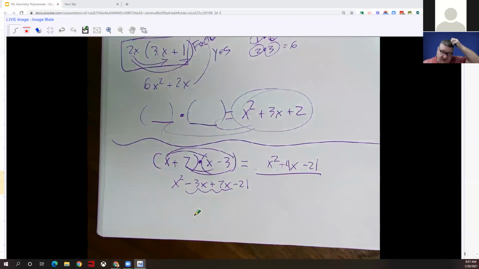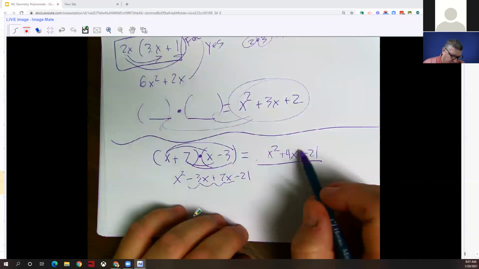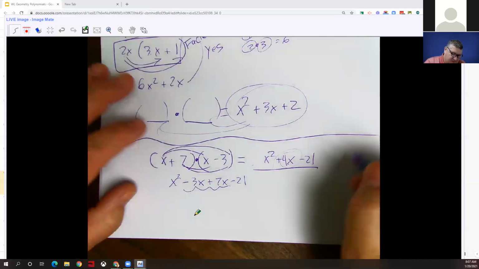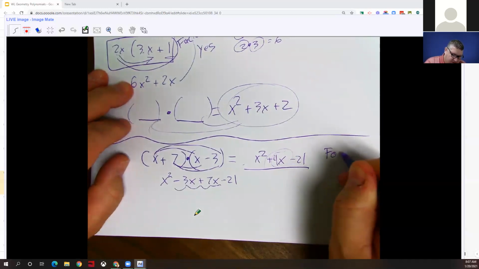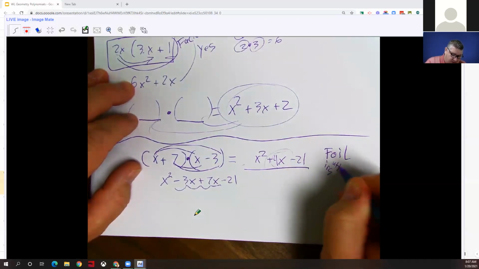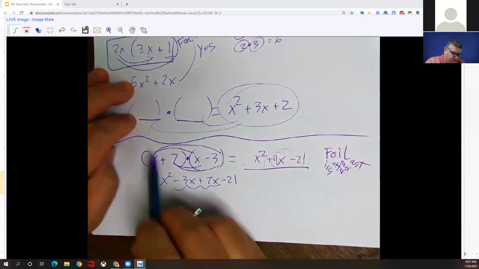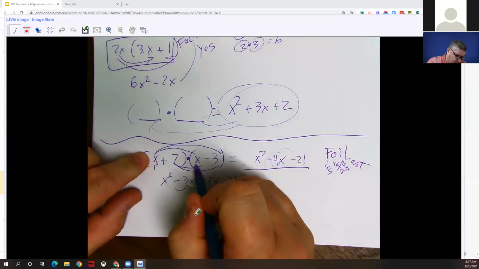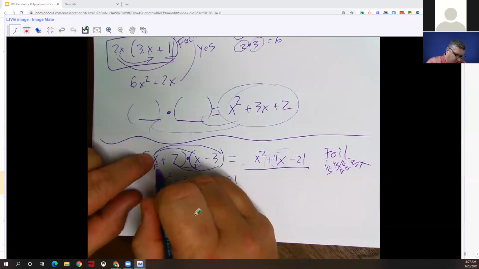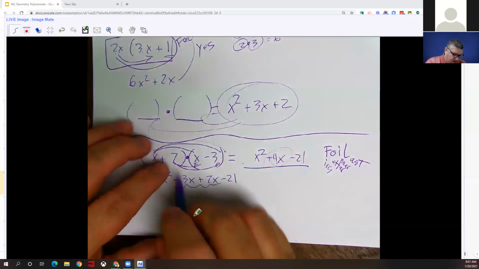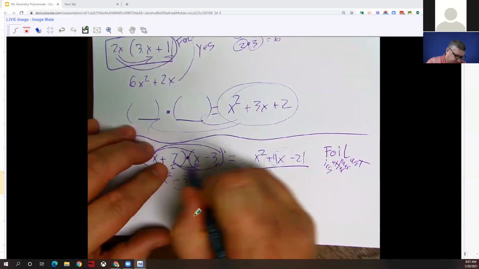So good job, Aaron. The only thing we would need to do is make sure we simplify that middle. Okay, so here's the deal, guys. What we have to do is FOIL. First, outer, inner, last. First times first. Outer times outer, because they're on the outsides. Inner times inner.